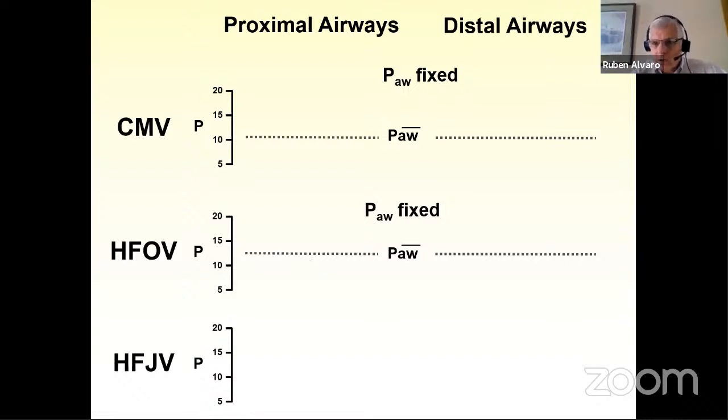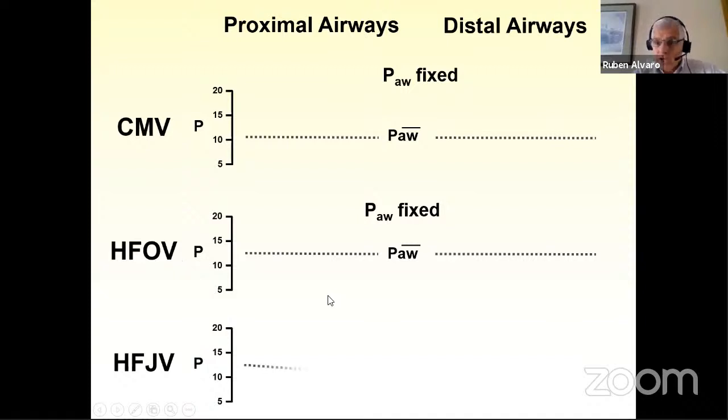You're talking about just the mean air pressure, the way the lungs are expanded. There is no difference between the proximal airway and the distal airway. So you don't lose pressure. You lose minimal pressure as you move from the trachea to the alveoli during high frequency oscillatory ventilation. So that pressure is very stable.